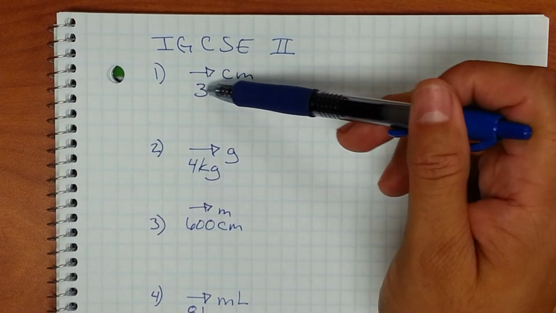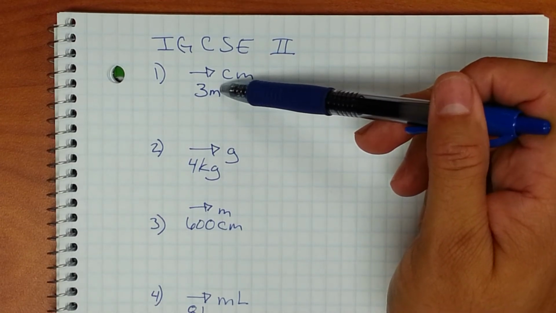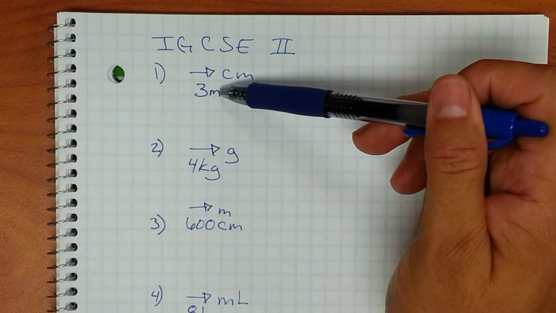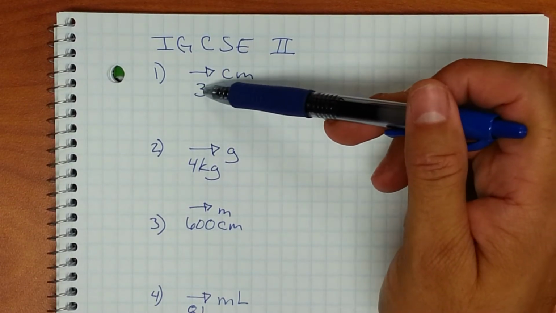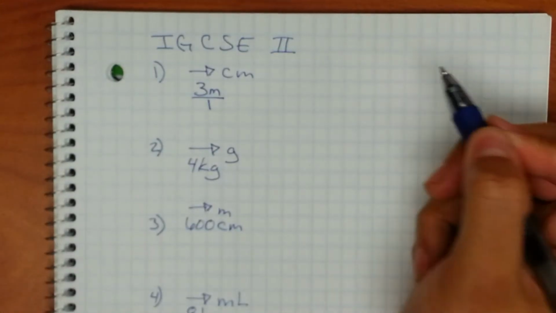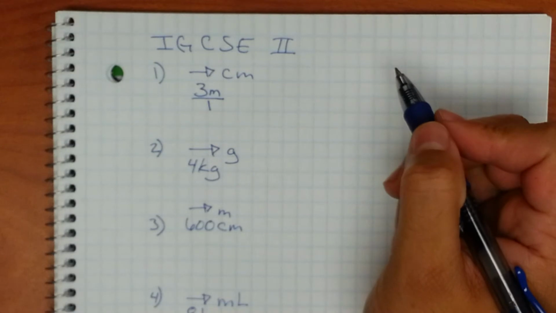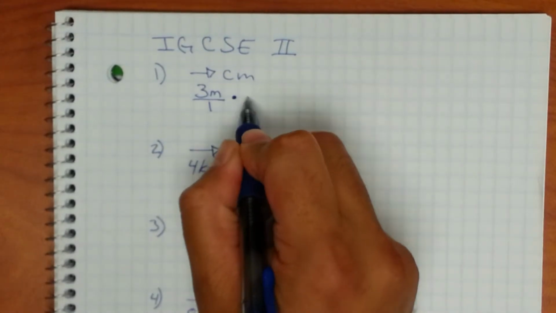So my first problem starts off with 3 meters. And the first thing I always have to do when I'm actually doing these problems is setting it up. The setup starts off with putting it over 1. So I need to turn it into a fraction. So once we turn it into a fraction, we're doing our best to try and cancel out the meters. So I'm going to multiply by another fraction.